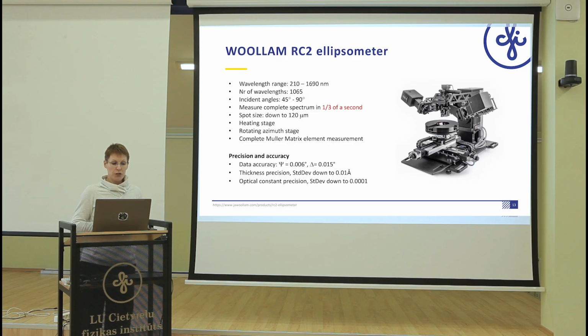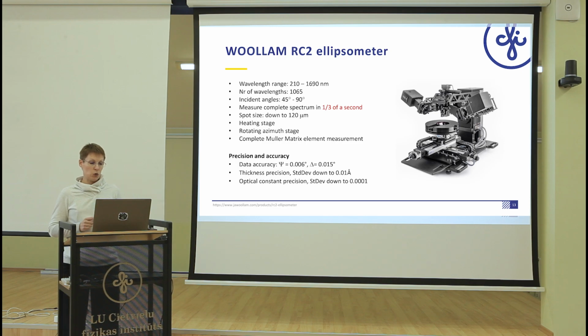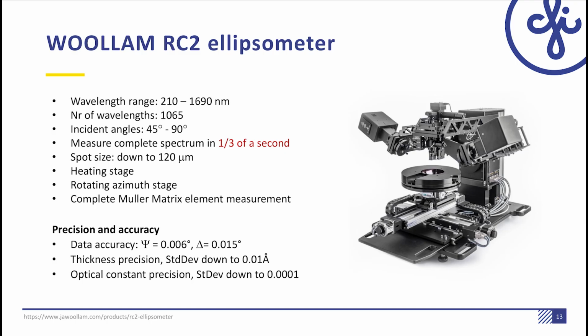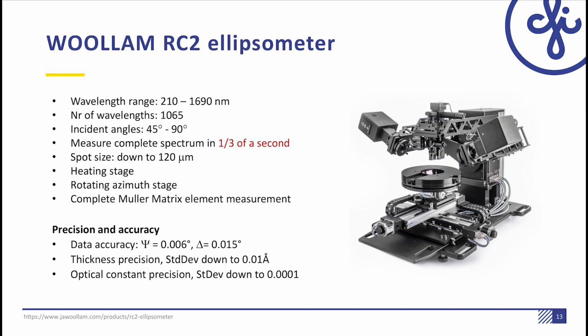In our institute, we are using a Woollam RC2 ellipsometer. It works from 210 to 1690 nanometers, so we cover the range from near infrared to visible down to near ultraviolet. It has wide incident angles from 45 to 90, so we can also do transmission measurements.